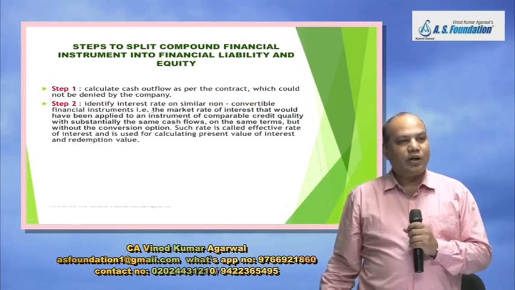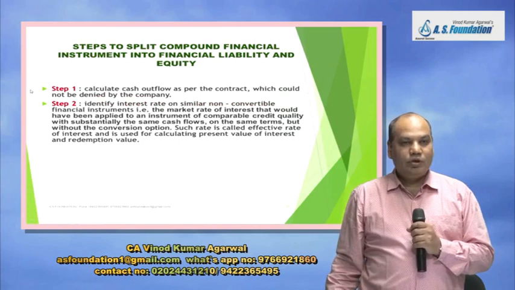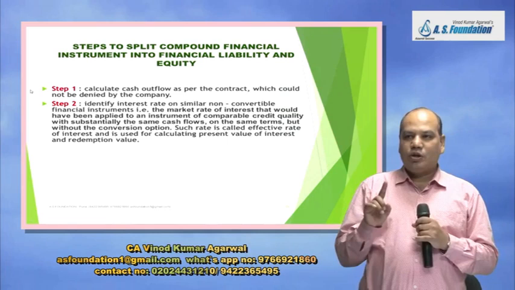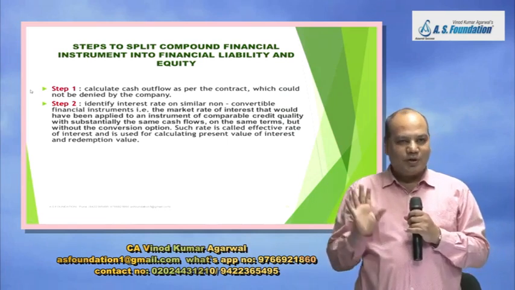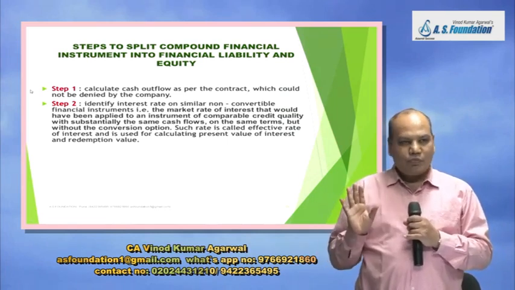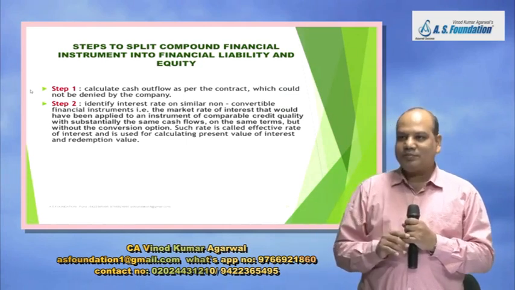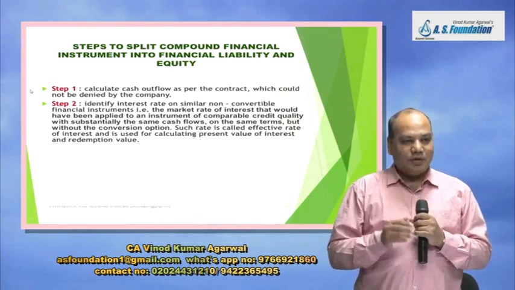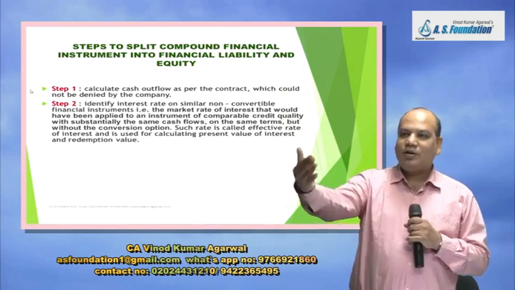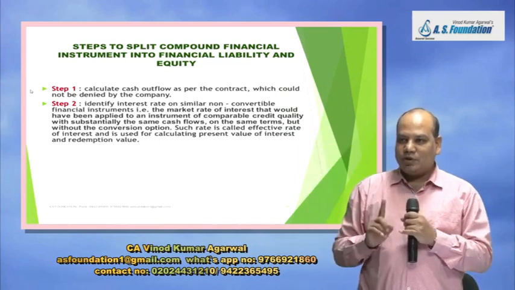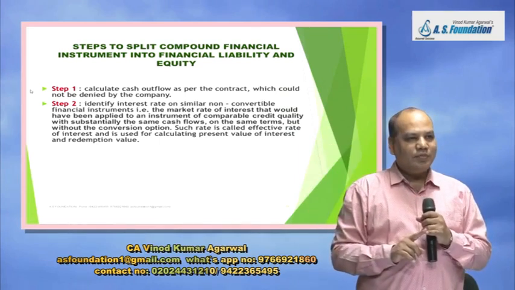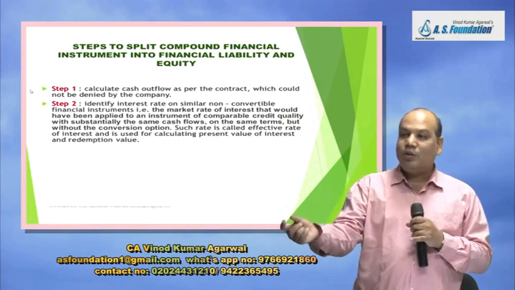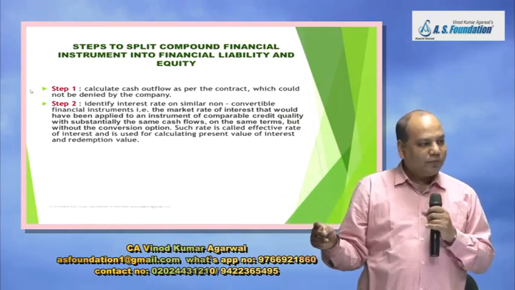find out the market rate of interest. Which market rate of interest you will take? Suppose there is another company which has issued a similar debenture or a bond or a similar instrument. All features are same, only one feature is different. This is a convertible bond and that is a non-convertible bond. Risk is same, maturity is same, credit rating is same. Take the rate of interest or YTM, yield to maturity, of that instrument.